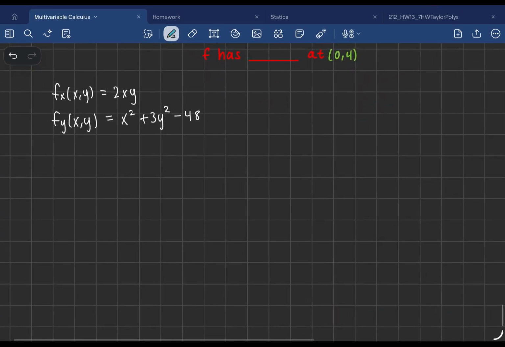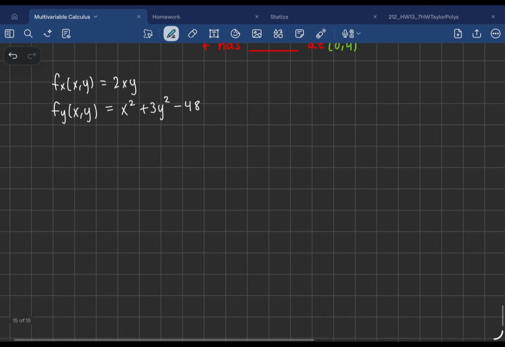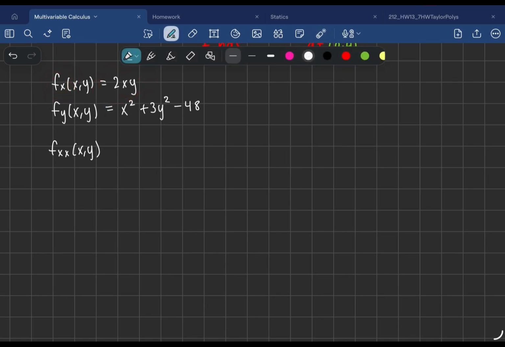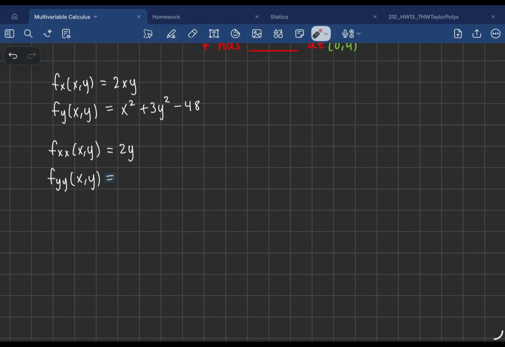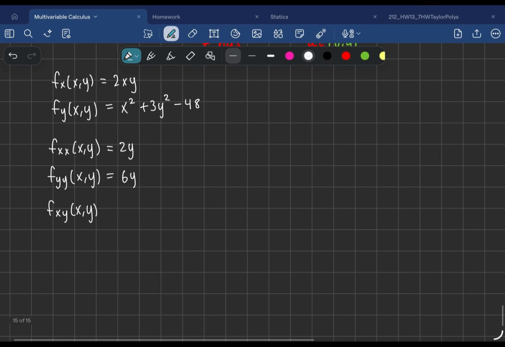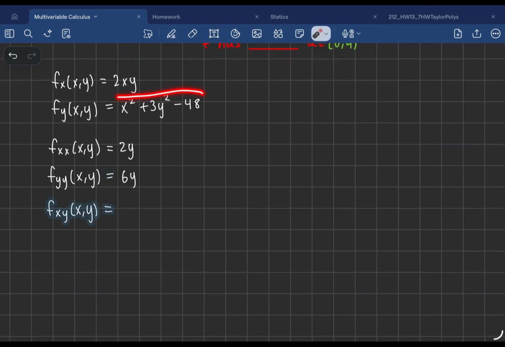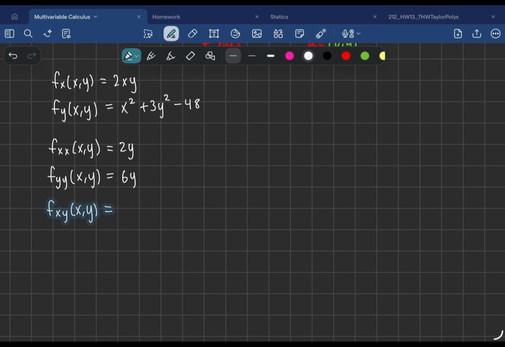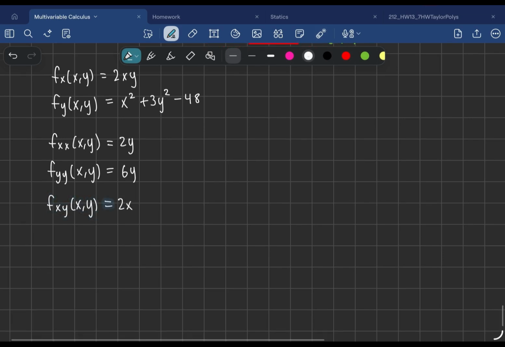Now that we have our first partials, we can get our second partials. We're going to take f sub xx of x and y. We take the derivative of f sub x, this function, with respect to x, which you're going to get 2y. Now we're going to do the same for y, f sub yy of x and y. It's going to be the derivative of this function with respect to y. You're going to get 6y. Now you're going to take f sub xy of x and y. This is, you're going to take the derivative of this function with respect to x. You're going to get 2x, just 2x.